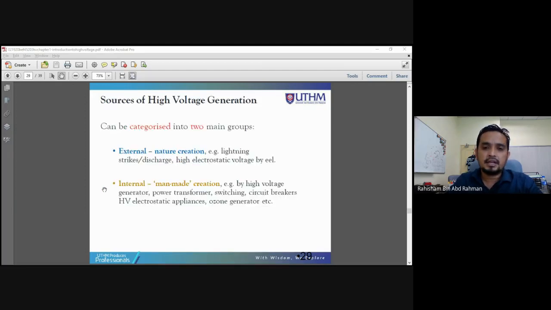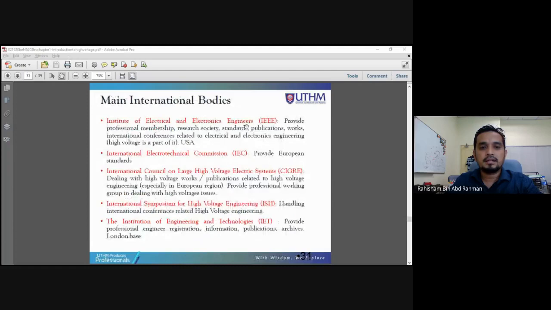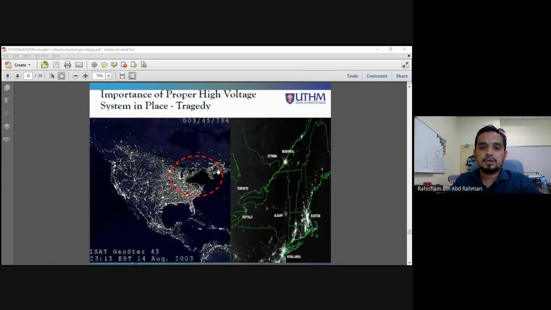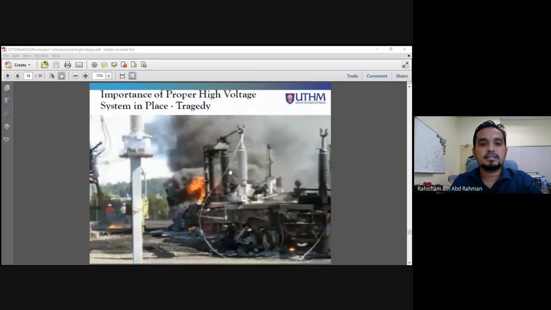So without the test, there is no necessity for high voltage impulse or DC to be generated. There's no other function except for testing of the equipment and setting of the protection devices in high voltage. You can quickly have a look at the main international bodies, for example IEEE, IEC, CIGRE, ISH, and many more. That's about it for chapter 1, introduction.